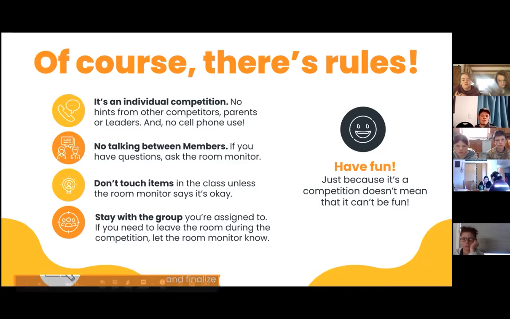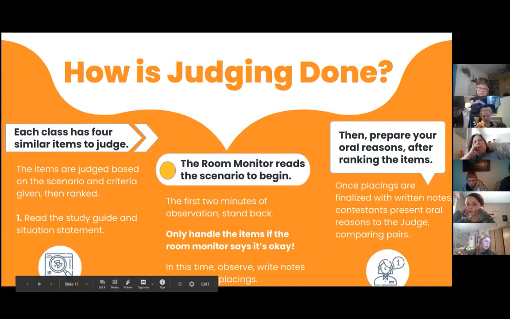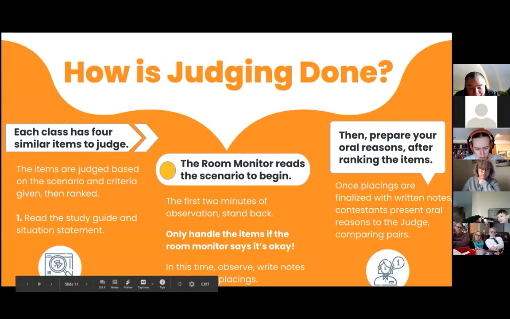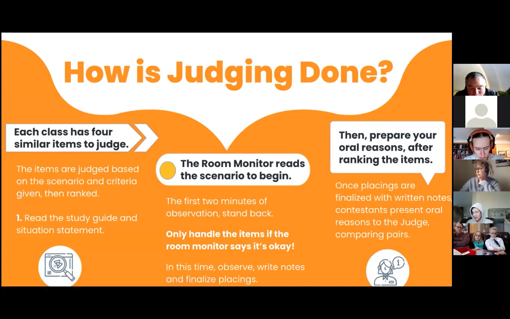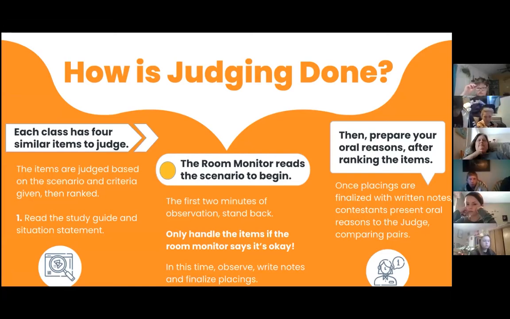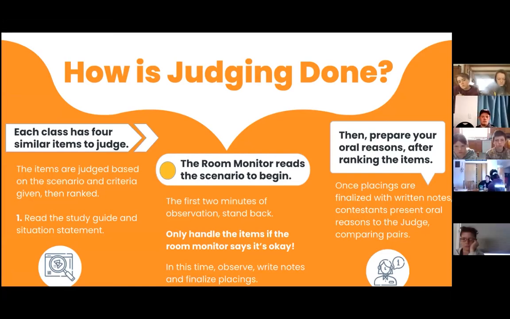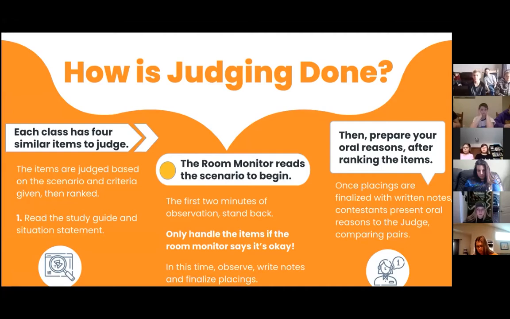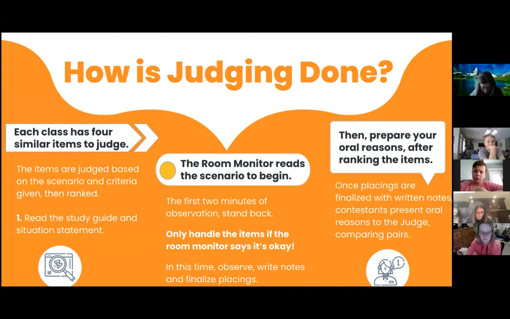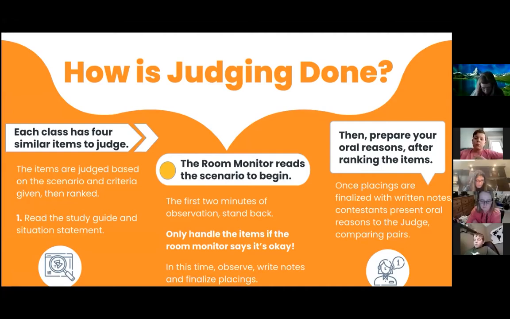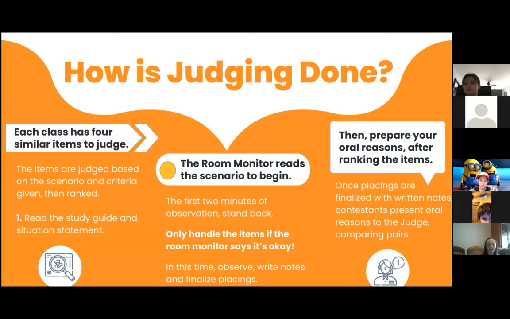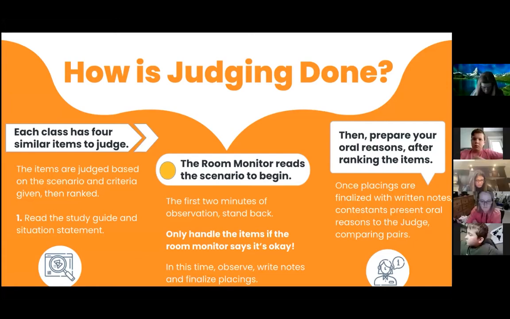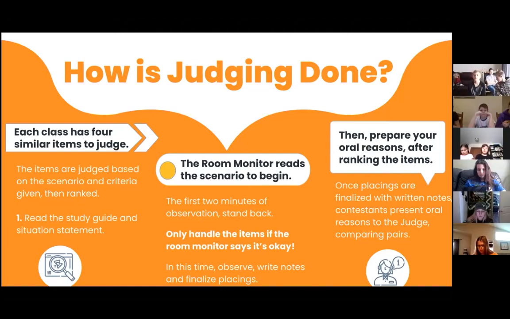Okay. So on to our next topic, how is judging done? During a consumer decision-making competition, once you enter the room monitor will read you the scenario. You're required to stay back away from the items for the first 2 minutes. In that time, you'll hear the scenario, and then at the same time, take a look at the items all together. Look at the different sizes, features, packaging, and compare them. Once the 2 minutes are up, move in for a closer look.